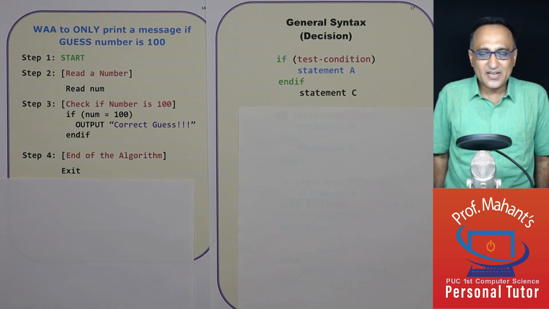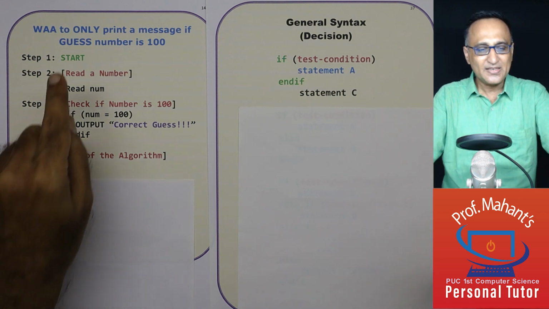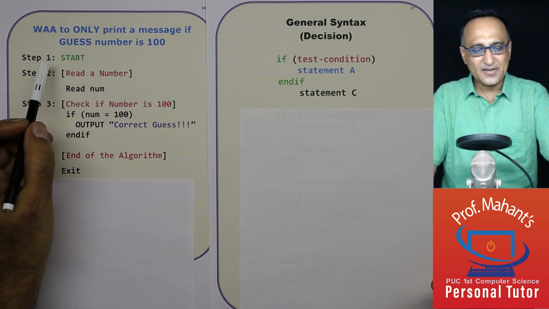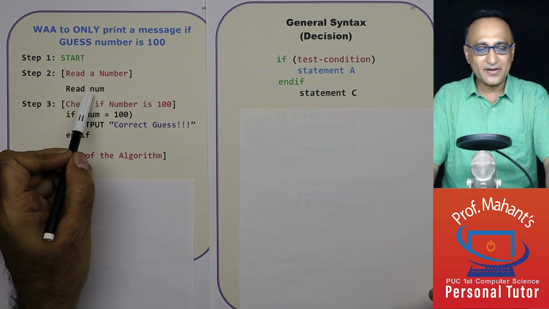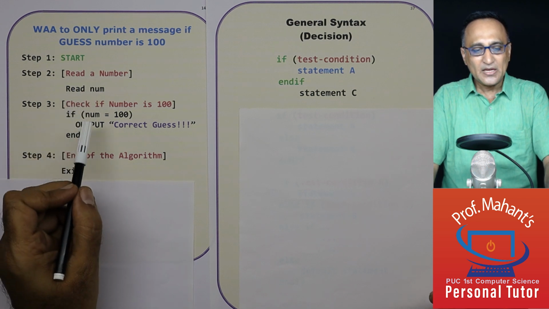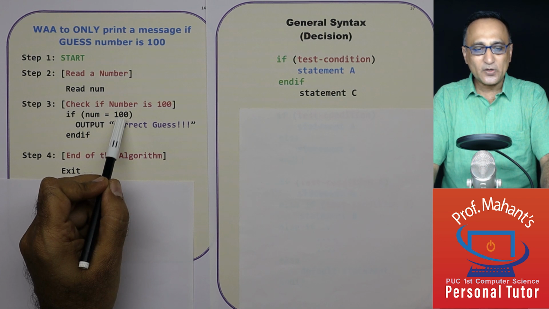In order to understand how it works, let us test this algorithm with a few numbers. I say step 1, start. I say read a number. Let's say I enter the number 500. Number is 500. Is 500 equal to 100? It is not equal to.